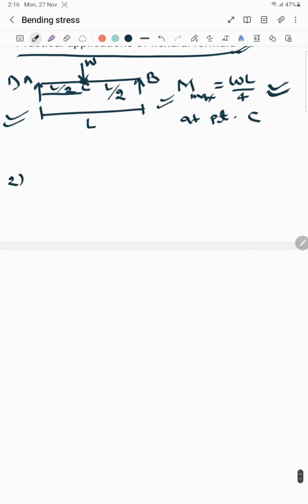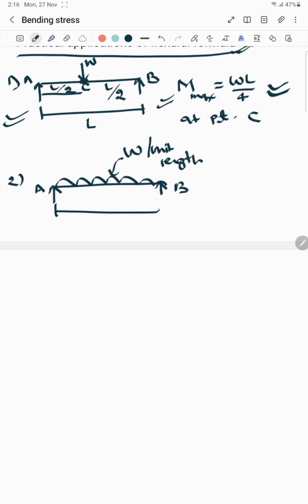Now second is for the simply supported beam when the UDL load is acting, let it be A and B, and this load is W per unit length, and this is the total length that is known as L. So here the maximum bending moment is equal to WL square by 8 at center.